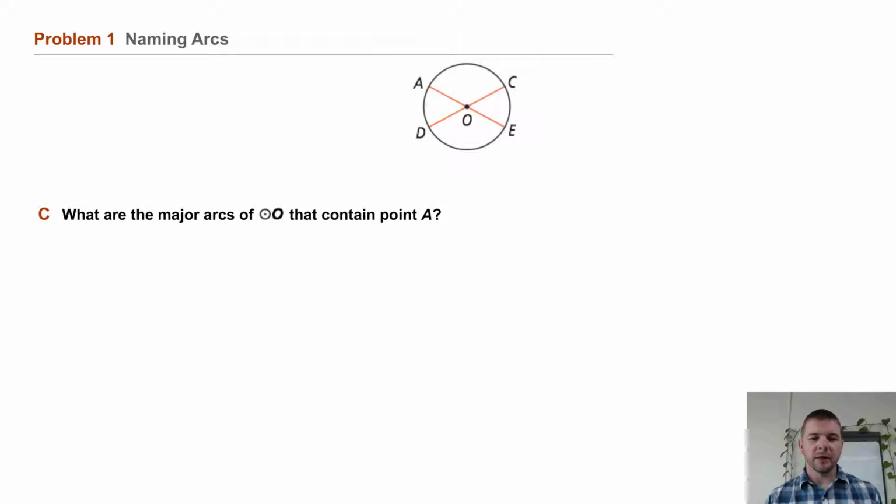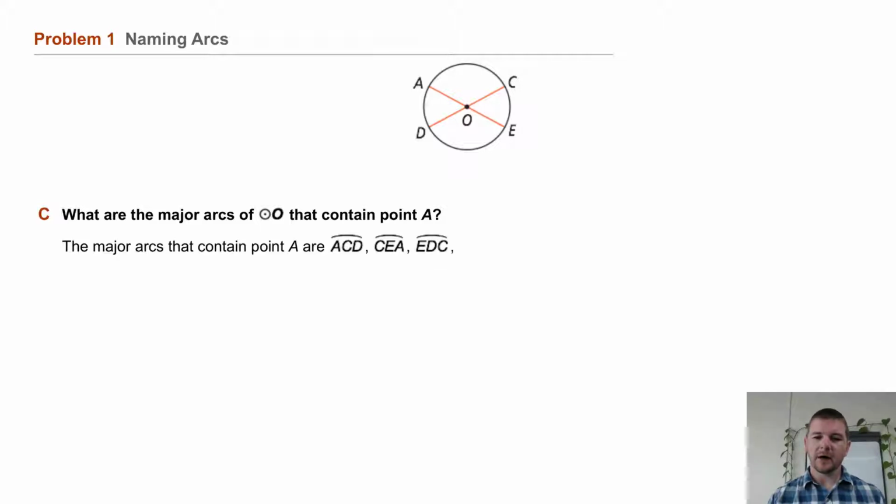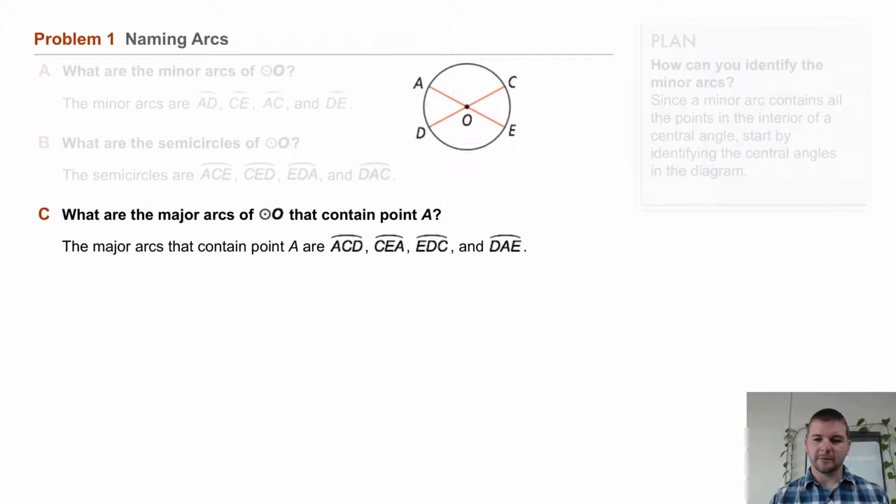Part C. What are the major arcs of circle O that contain point A? Well, the major arcs that contain point A are arc ACD, arc CEA, arc EDC, and arc DAE.